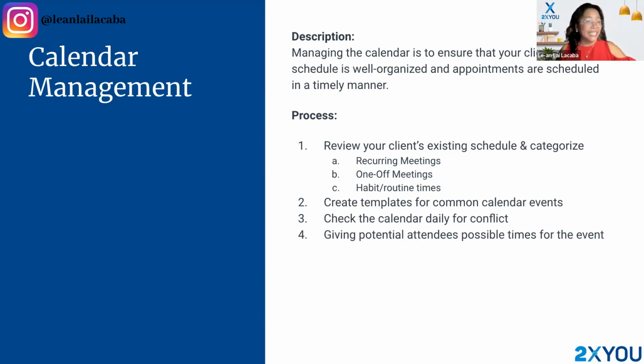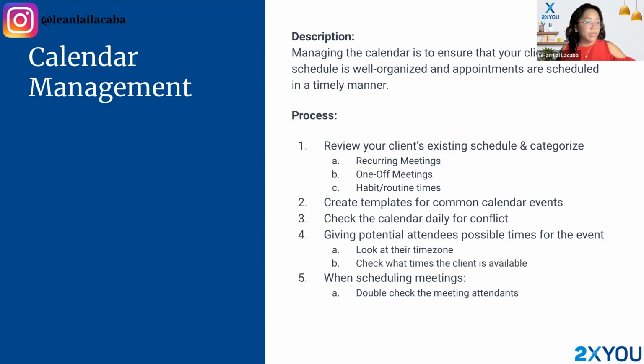Give potential attendees possible times for events. When you're trying to schedule for multiple other people, you could use, of course, tools like Calendly, but it might be that you're trying to schedule with 2, 4 or 5 people. So give them options like, hey, my client is available on Monday at this time, Tuesday at this time, what is the best time for you? So then you're able to give them the choice. Again, look at their time zone and check what times the client is available.